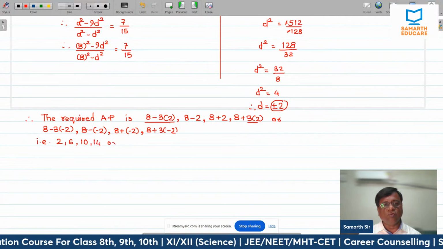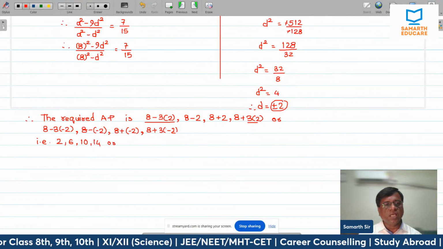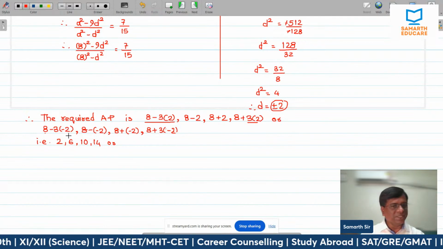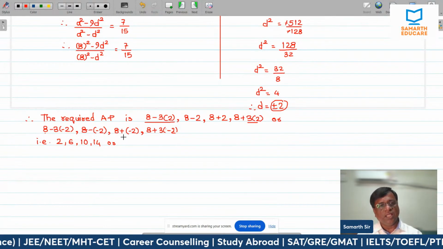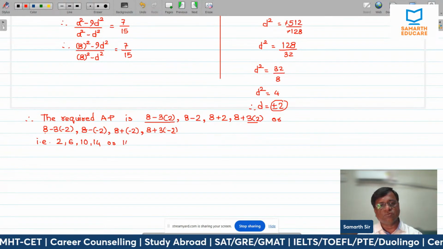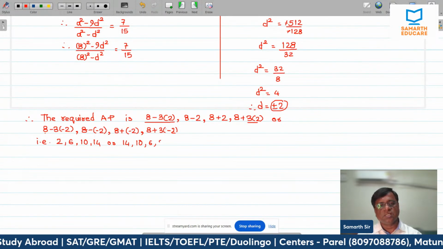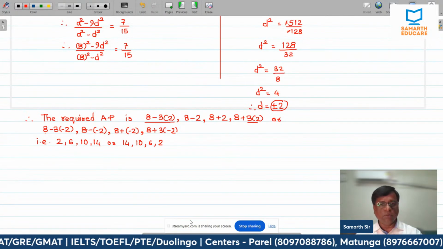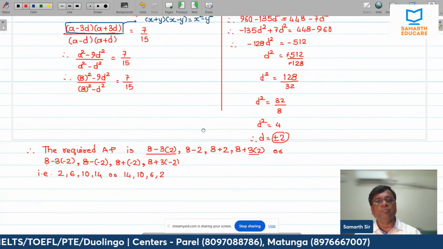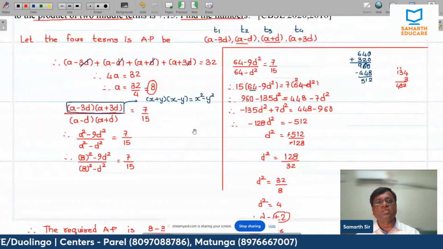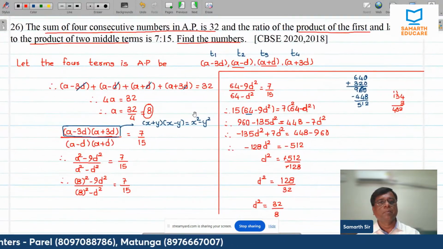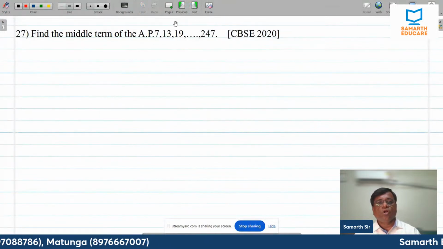Naturally, the other values would be, see, this is 8 minus 3 into minus 2, which is plus 6. Hence, it is 8 plus 6 is 14. This is 10. This is 6. This is 2. So this is the required AP. This completes the problem. All right, let's go on to the next question.